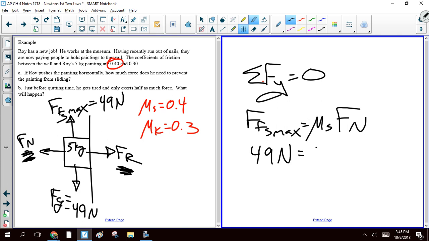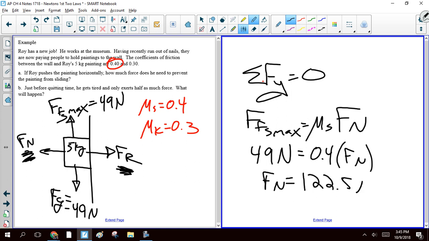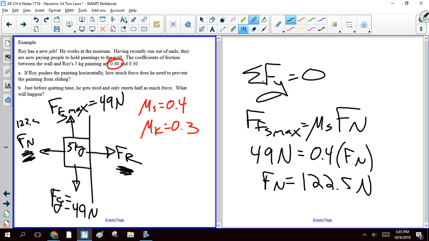Our coefficient of friction is 0.4, produced with a normal force of something. Divide both sides by 0.4, and you discover that your normal force is not written on this piece of paper that I'm looking at, but it is on this one. So you get 122.5 newtons. That means that Roy's force must also be 122.5 newtons, right? Okay, so that's part A.